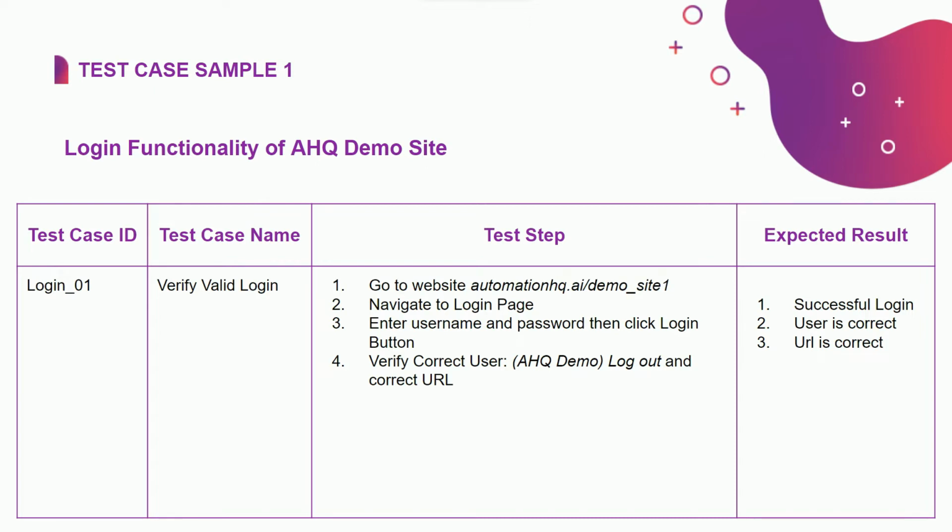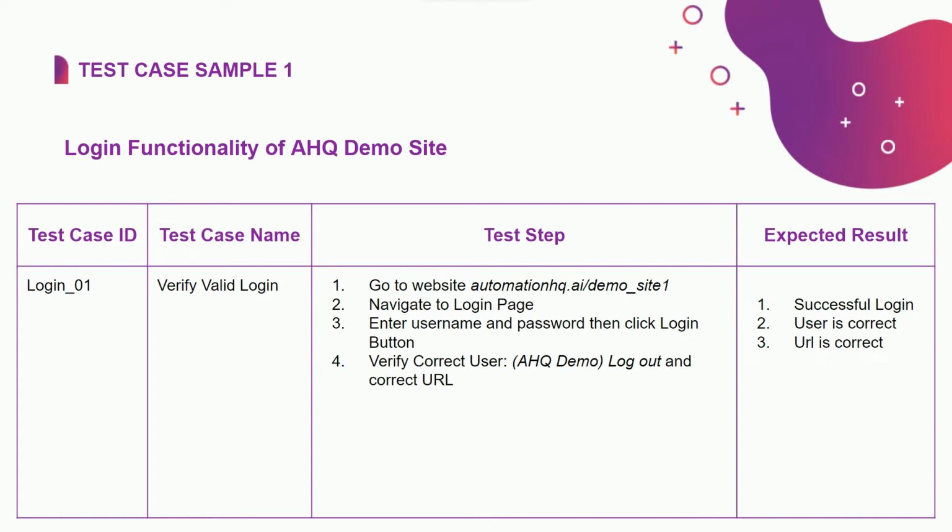1. Go to the AutomationHQ demo site. The URL is automationhq.ai/demo_site1. 2. Navigate to the login page. 3. Enter username and password, then click login button. 4. Verify the correct user logged in, and the correct URL. Note that we will be using the application that we created on the AHQ test development elements library video.